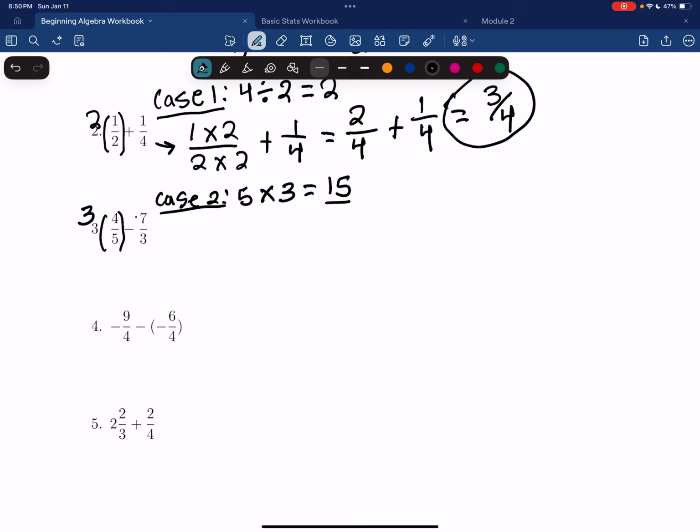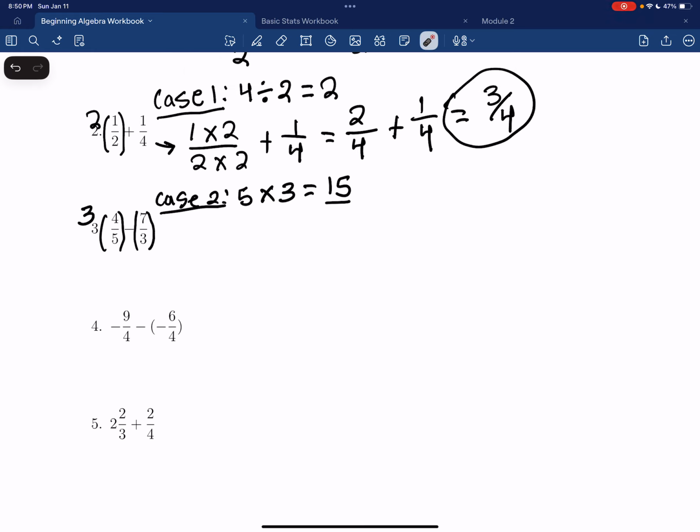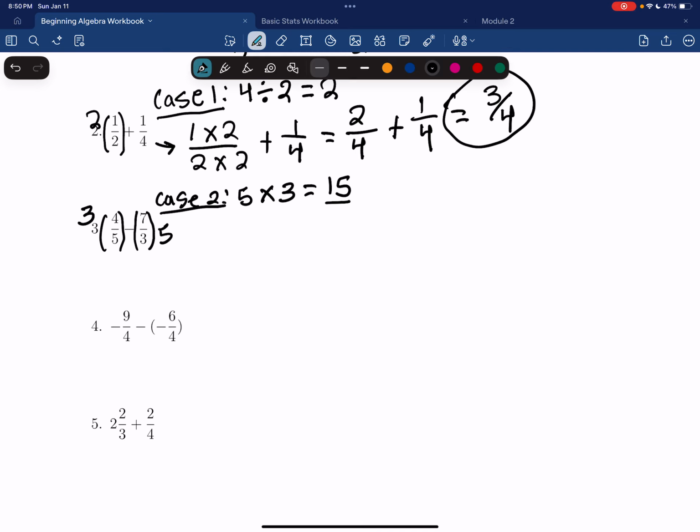Now looking at the second fraction, we have 7/3. So we have to ask ourselves the question, how many times do I need to multiply 3 to get to 15? Well, the answer is you need to multiply 3 by 5 to get to 15. So we're going to multiply this whole fraction by 5.